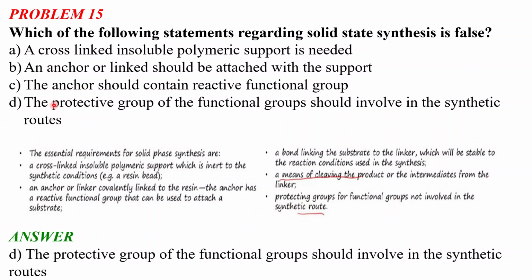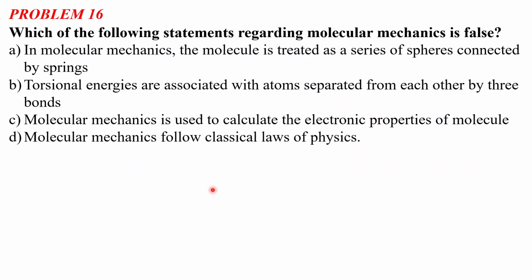So in this problem, you have to remember the essential requirements of solid phase synthesis: a cross-linked insoluble polymeric support, an anchor or linker, a bond linking the substrate and the linker, a means of cleaving the products, and the protecting groups should not get involved in the synthetic route. So now the next problem.